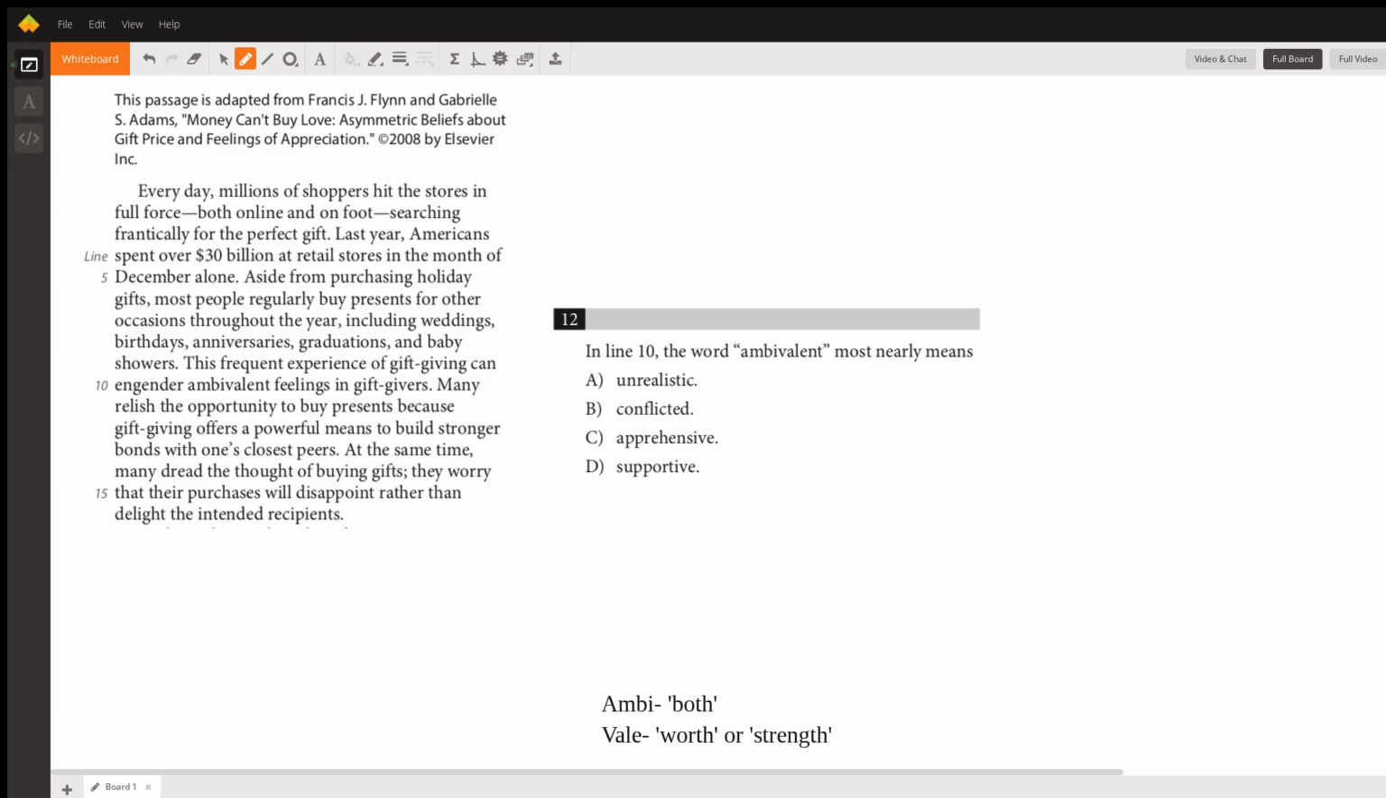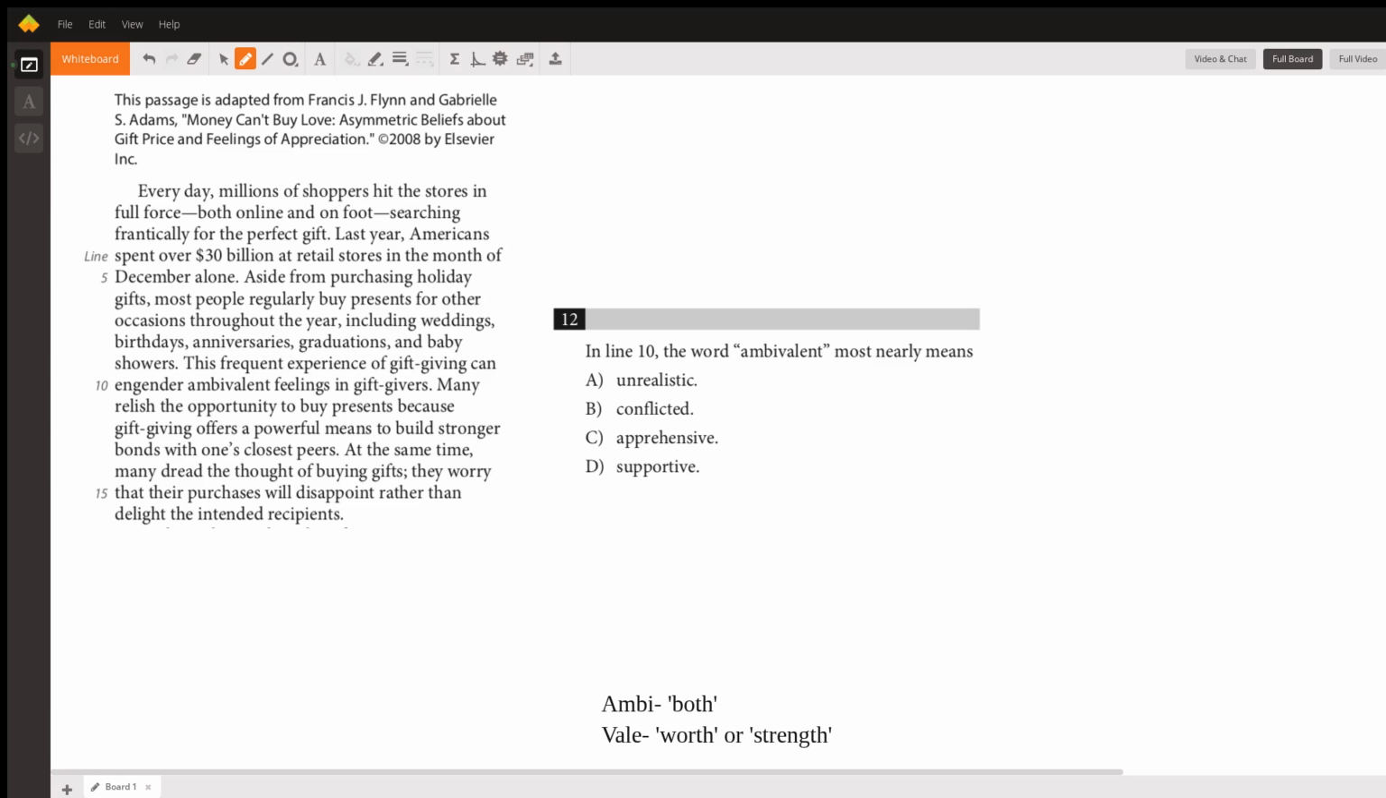And you can see as you read through it that these two sentences talk about two very different emotions. The first one is enjoying and relishing buying presents because it means building a stronger bond with someone. The second sentence means dreading the thought of buying gifts because they're worried the person won't enjoy it, that their purchases will disappoint rather than delight. So these are two very different emotions.